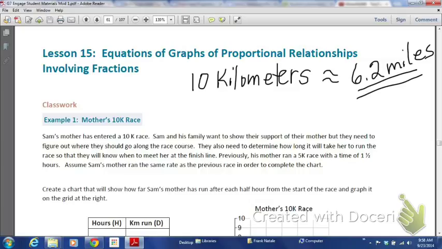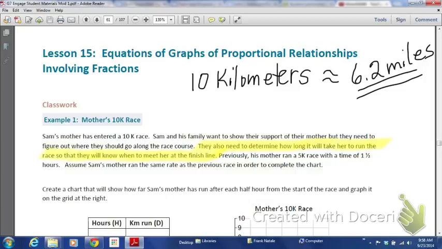I'm going to go ahead and read this to you. Sam's mother has entered a 10K race. Sam and his family want to show their support of their mother, but they need to figure out where they should go along the race course. They also need to determine how long it will take her to run the race so that they will know when to meet her at the finish line.